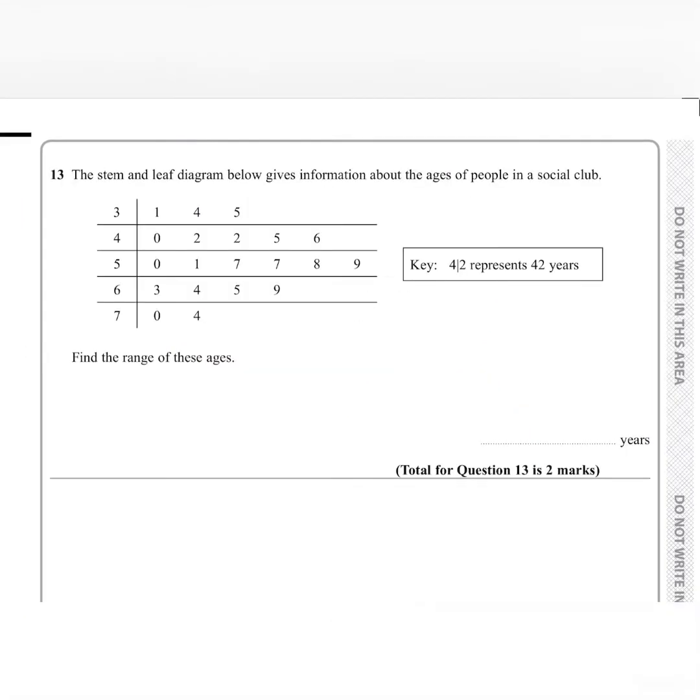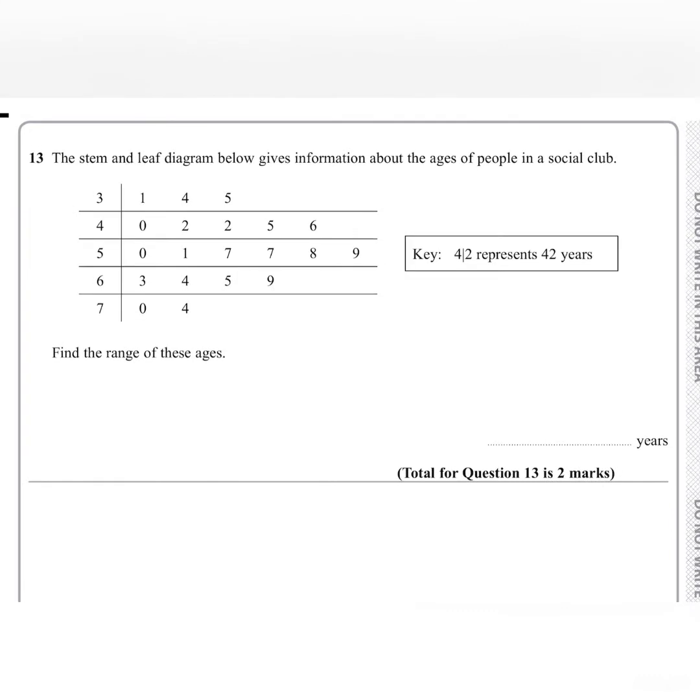Question number 13. It says the stem and leaf diagram below gives information about the ages of people in a social club. Now, the stem and leaf diagram is always ordered, so starting from the lowest value to the largest, and the key says 4 and 2 means 42 years. For example, the first value on here is 31, and the last value represented on this is 74, and the range is the highest take away the lowest, so 7 take away 3 is 4, and 4 take away 1 is 3. So the range is 43 years.